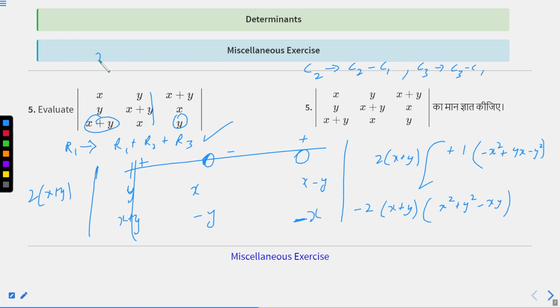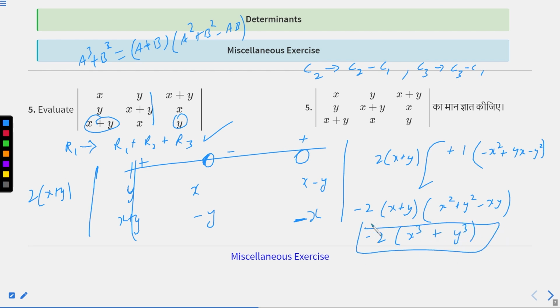And all you know is that a cube plus b cube can be rewritten as (a plus b)(a square minus ab plus b square). So this is what is written over here. So your form will be 2 times (x cube plus y cube), and your determinant will be minus 2 times (x cube plus y cube). Please do verify if I'm getting the correct answer or not. I hope that it is the correct answer.